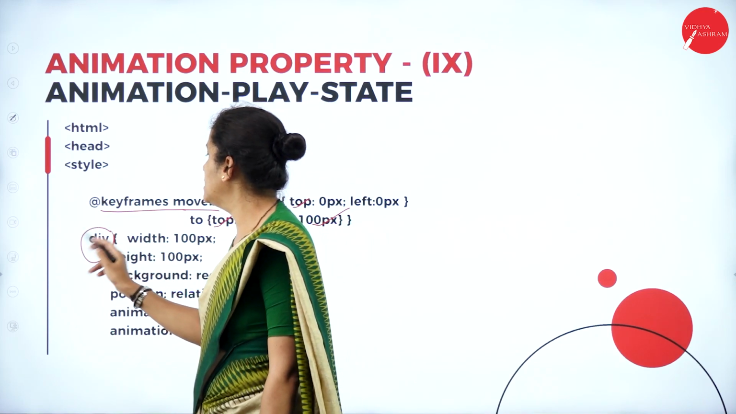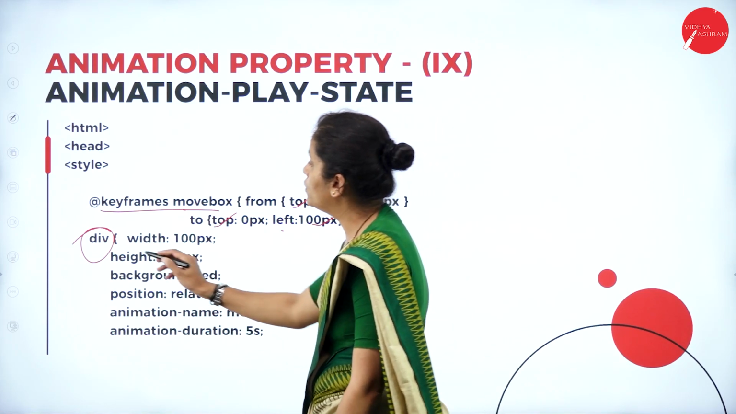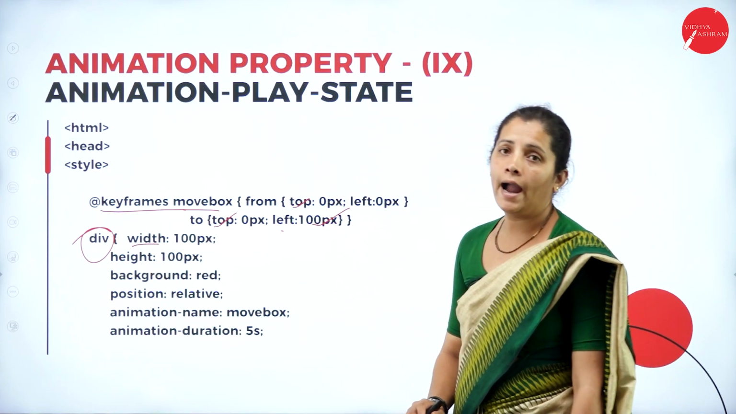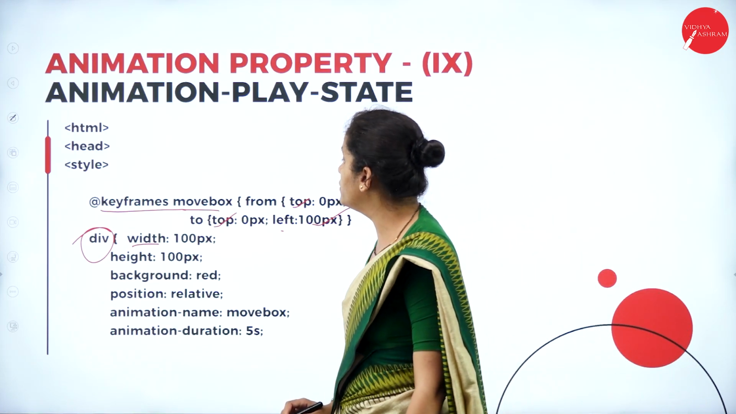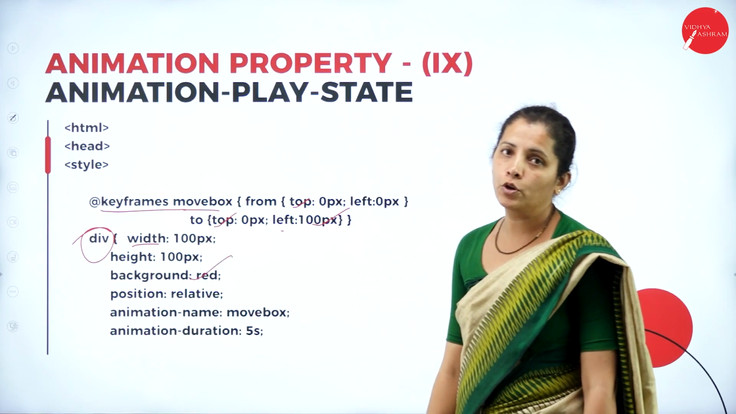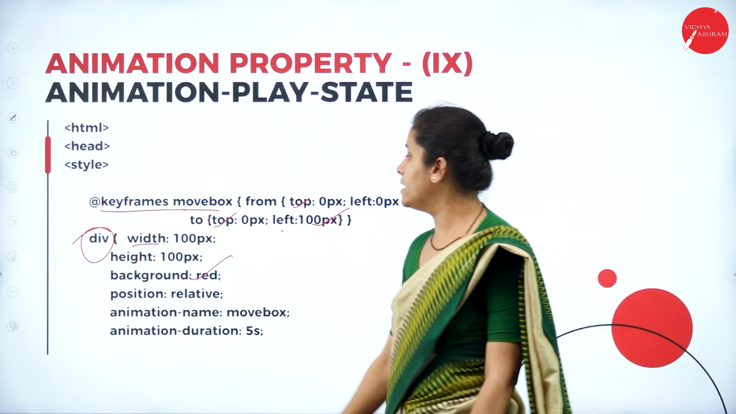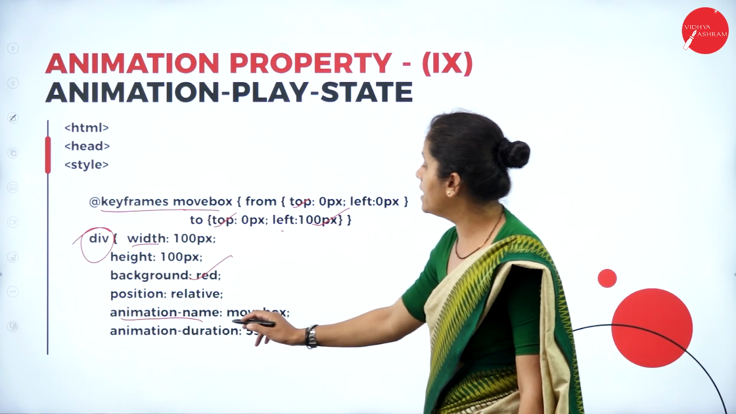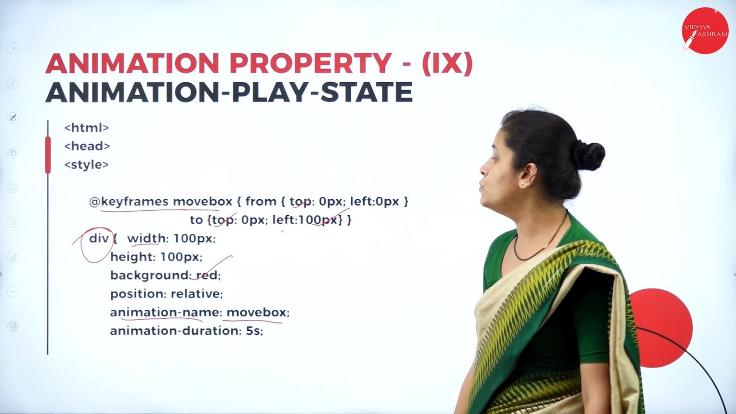Now I have the selector called div. It is an element selector. I'm going to specify the width of the box as 100 pixel, the height of the box as 100 pixel, and the background color of the box, that is red. And I'm going to specify the position, that is relative. Okay, and I have the property called animation name, and I'm going to define the user defined animation name, that is move box.